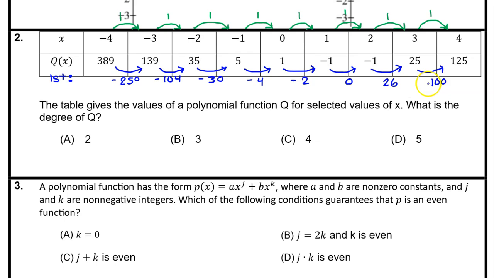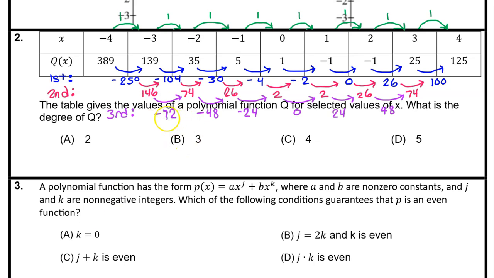So here are the first differences. They are not constant, so the degree is not 1. Let's keep going. The second differences are not equal either, so the degree is not 2. Wow, the third differences are not constant either, so the degree is not 3. Finally, the fourth differences are constant, so the degree is 4 and the answer is C.